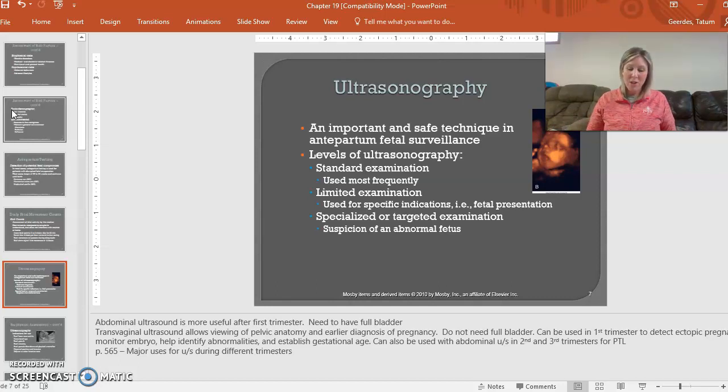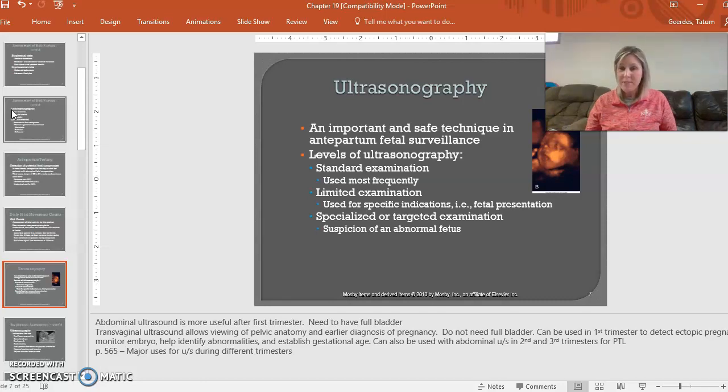A transvaginal ultrasound is used in that first trimester, and we use that more to really see pelvic anatomy in greater detail. With this, the bladder does not have to be full, but we use a transvaginal ultrasound to detect an ectopic pregnancy, so maybe a pregnancy that has occurred in the fallopian tube rather than the uterus. We monitor the embryo, we can help identify any abnormalities, and we also can use it to establish gestational age.